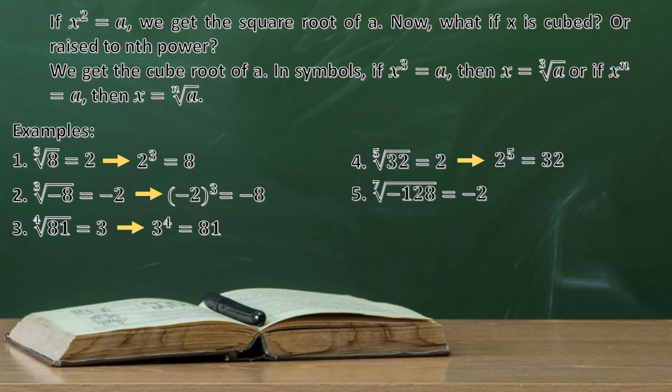Last, we have 7th root of negative 128 is equal to negative 2, because negative 2 raised to 7 is equal to negative 128. Negative 2 times negative 2 is equal to positive 4. Positive 4 times negative 2 is equal to negative 8. Negative 8 times negative 2 is equal to positive 16. Positive 16 times negative 2 will become negative 32. Negative 32 times negative 2 is equal to positive 64. Positive 64 times negative 2 will be negative 128.